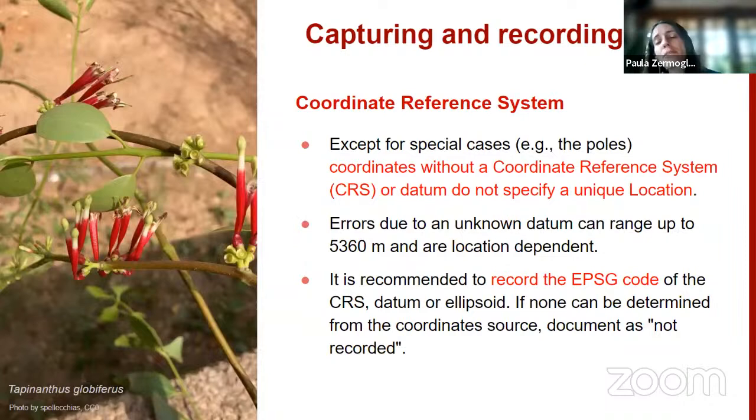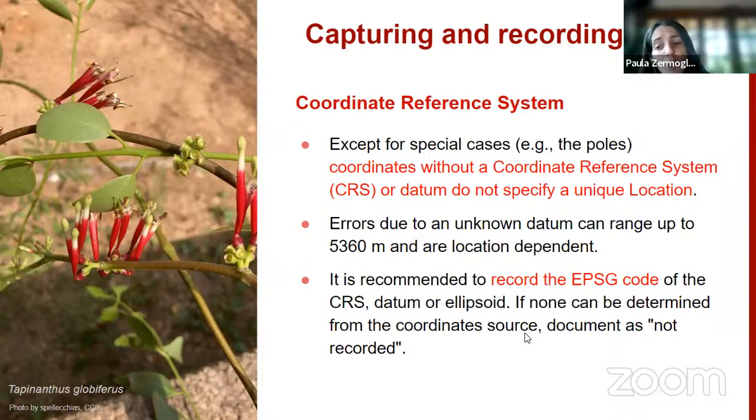With respect to coordinate reference systems, and we're going to repeat this thousands of times, except from some special cases, that is when we are at the very poles of the Earth, coordinates without a coordinate reference system do not specify a unique location. The errors that we can have by not knowing the datum that we're using or the coordinate reference system that we're using can go up to 5.4 kilometers, which is quite a bit. So always important to report a datum, or if we don't know it, to consider that we don't know it when we calculate the uncertainty associated to a location.